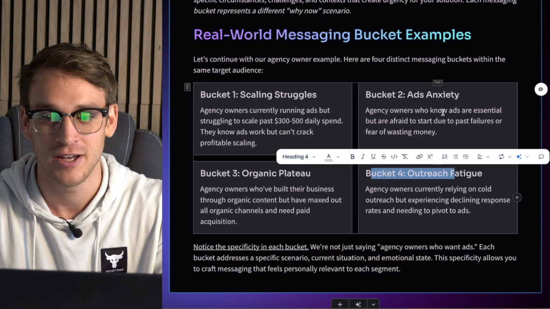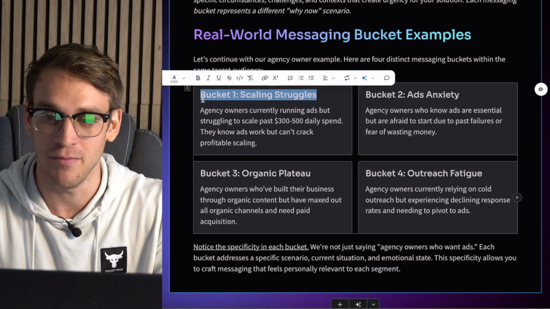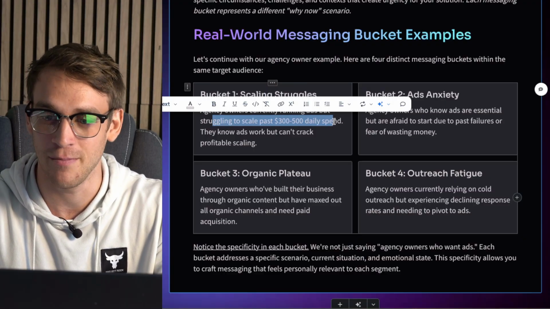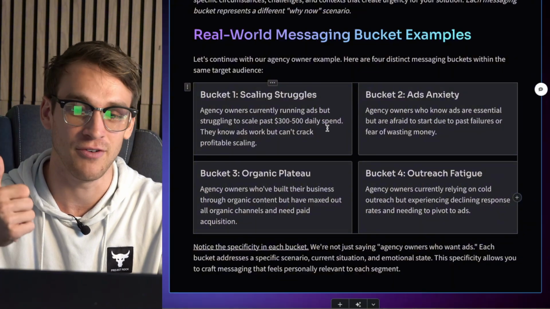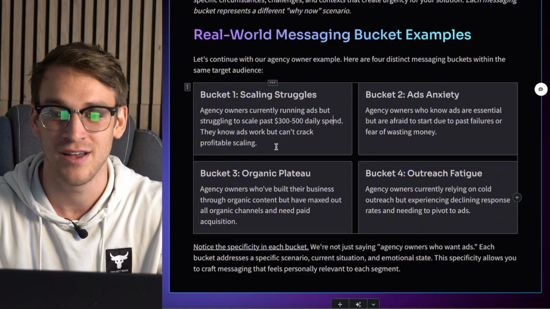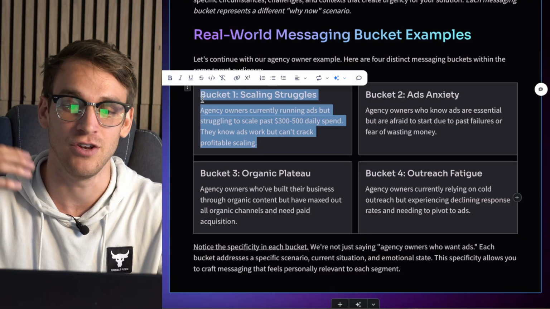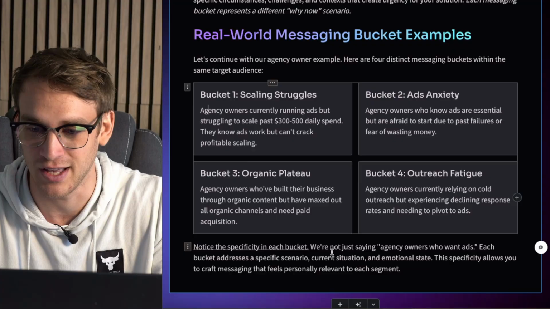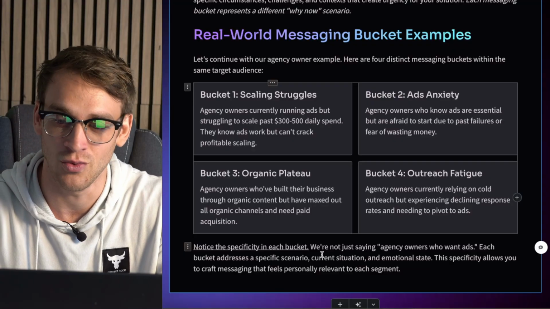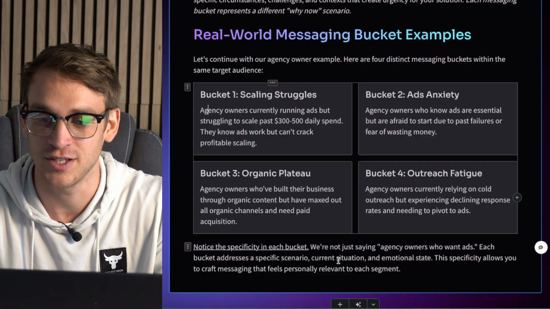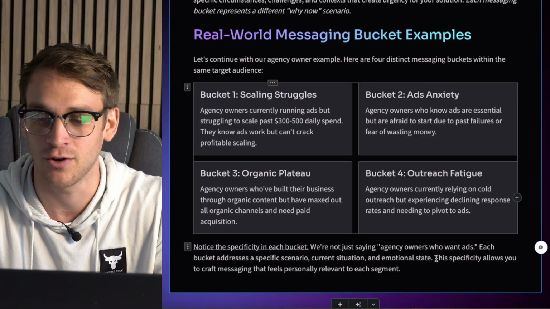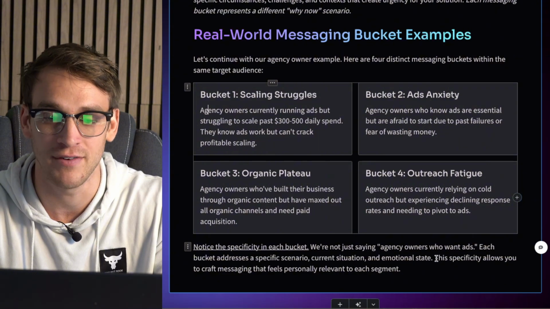Maybe bucket 4 does okay, but all the stuff in bucket 1, like the agency owners who are currently running ads but struggling to scale them past $300 to $500 a day, they're converting, they're booking calls, they're buying. So we want to continue to make new ads that fit within this bucket. And again, just notice the specifics in each bucket. We're not just saying agency owners who want ads. Each bucket addresses a specific scenario, current situation, and emotional state. This specifically allows you to craft messaging that feels personally relevant to each segment.